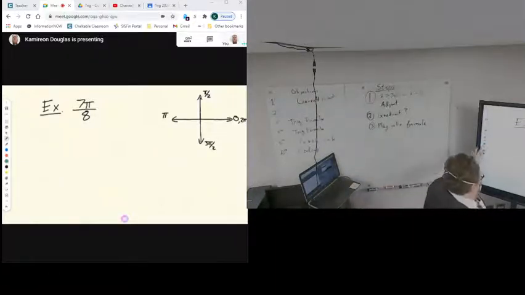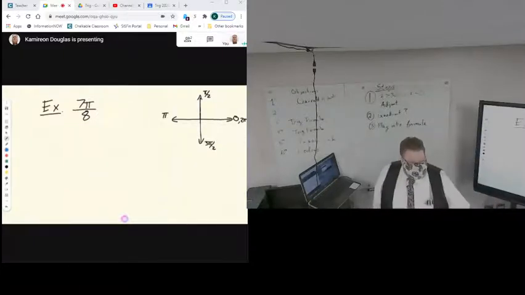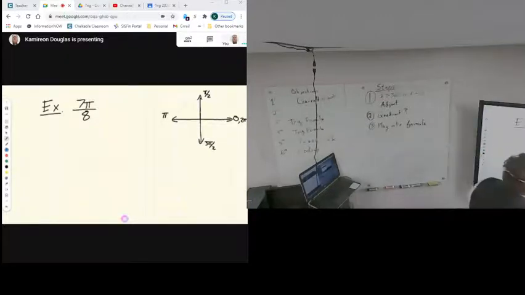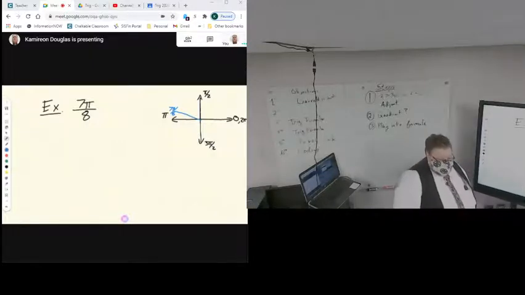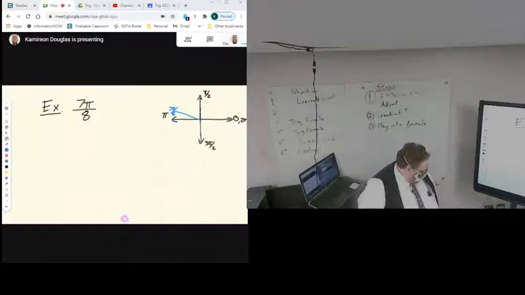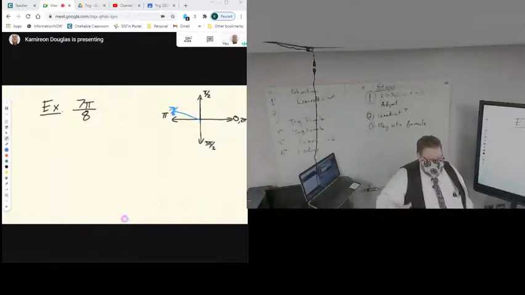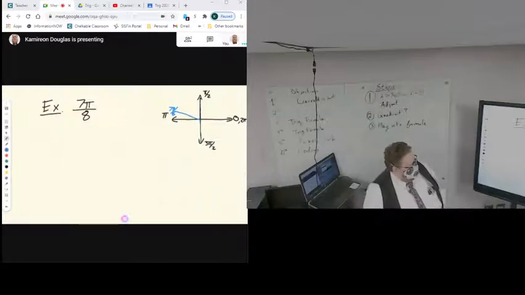Step 2. What is that? Quadrant. Which quadrant is this one in? 3? I heard 3, I heard 2. Which one is it? 2. It is 2. Dang, I would have guessed 7 pi over 8 is roughly right there. It's not. It's less than pi because the top number is smaller than the bottom number. It is a little trick you can use. If the top number is bigger, it's got to be in the bottom half. If the top number is smaller, it's got to be in the top half. So, it's in the second quadrant.